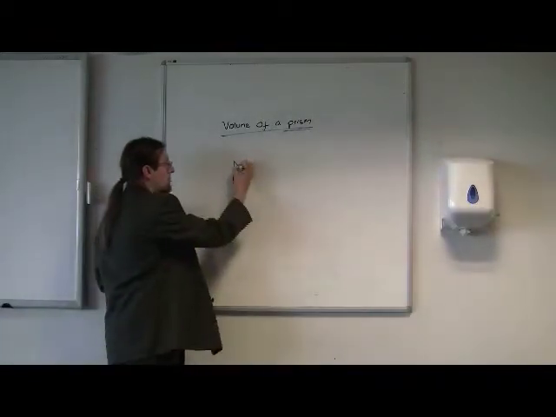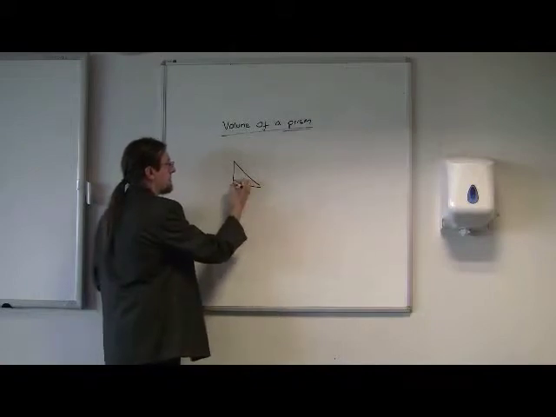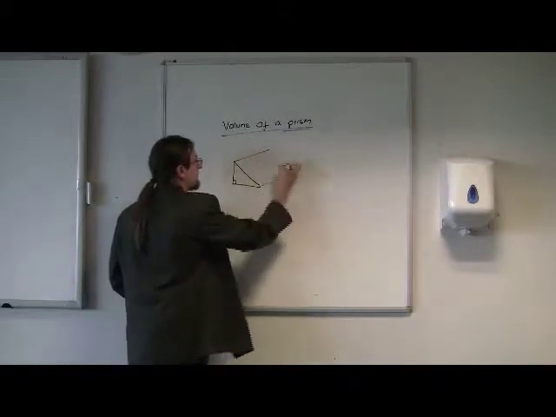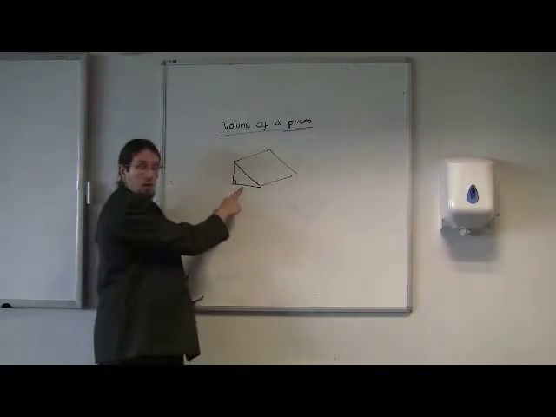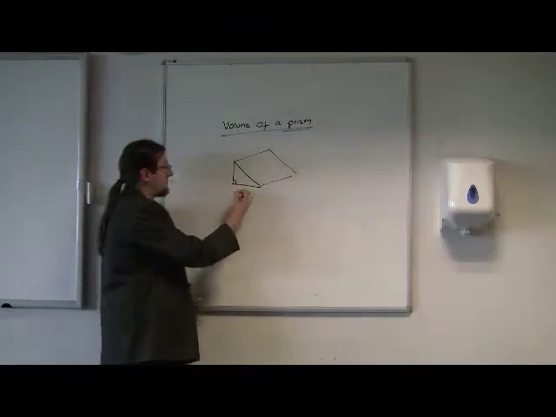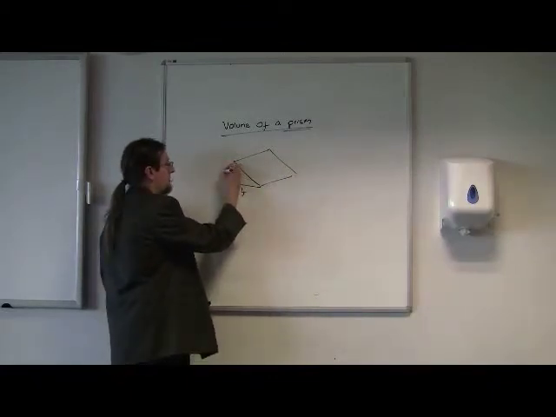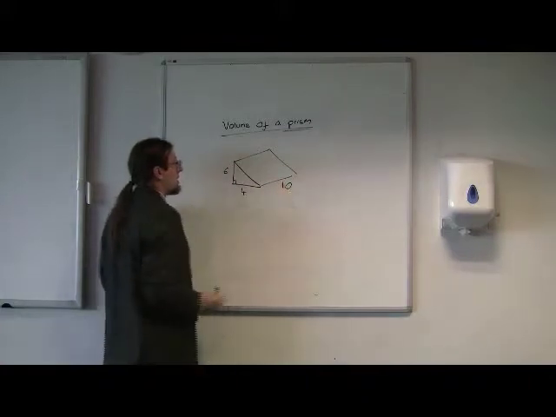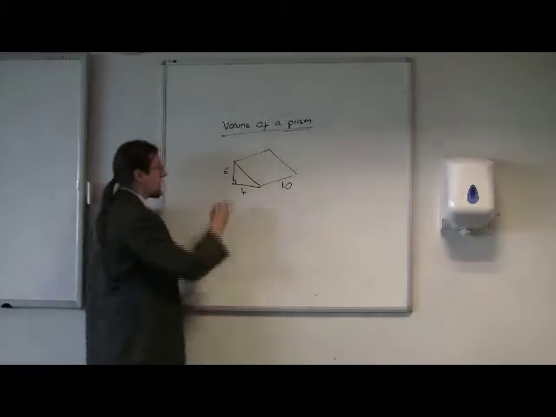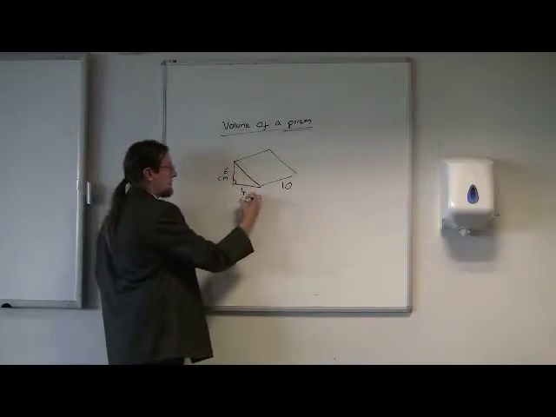We're going to have a triangular prism. It's going to be with a right angle triangle. And these are going to be our dimensions. Let's put them in centimetres.